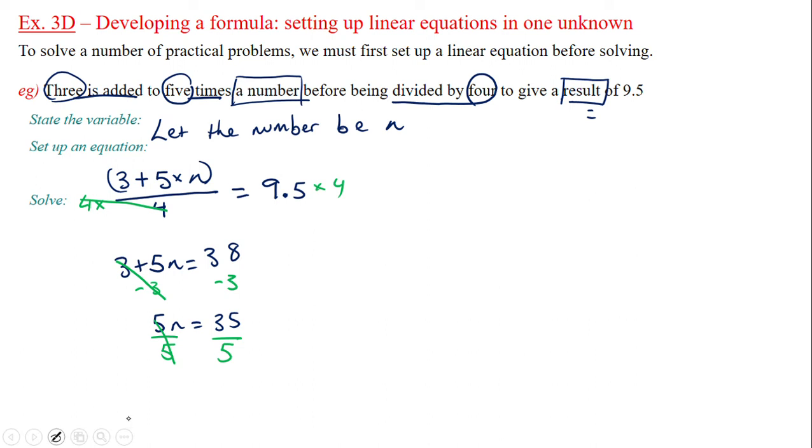Our number is 7. So 3 is added to 5 times a number. So 5 times 7 is 35. We add 3 to get 38, and then we divide all of that by 4 to get 9.5. We work backwards if we want to check it.